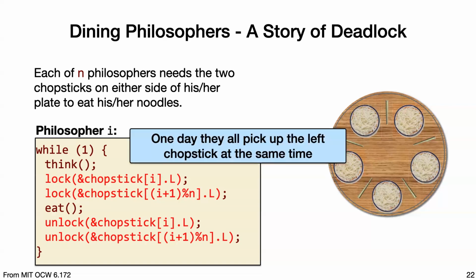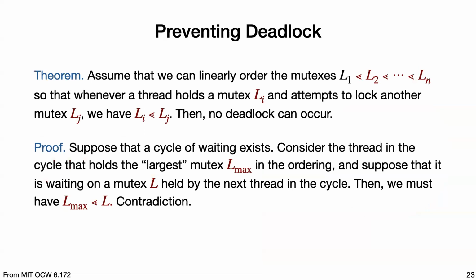The issue is that one day they all pick up the one on the left at the same time, and they need the one on the right, but it's not available. The way that you can prevent deadlock is by providing some order to your mutexes. Assuming that you can linearly order your mutexes, say L1, L2, up to Ln are the mutexes that you have, you need to linearly order them, and then grab them in the same order that you gave them.